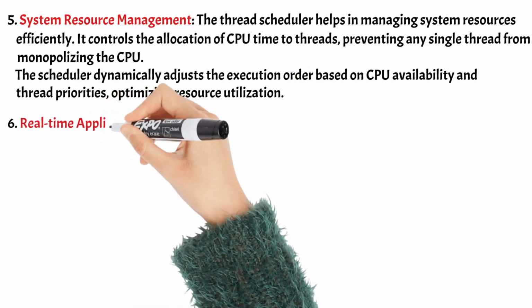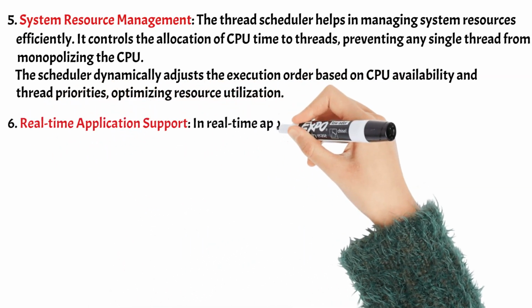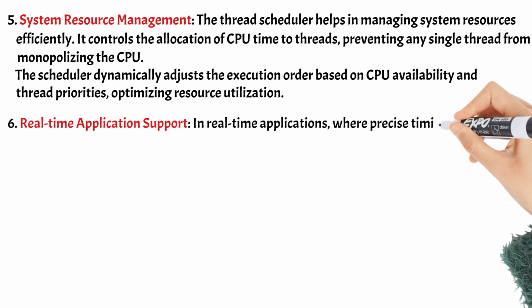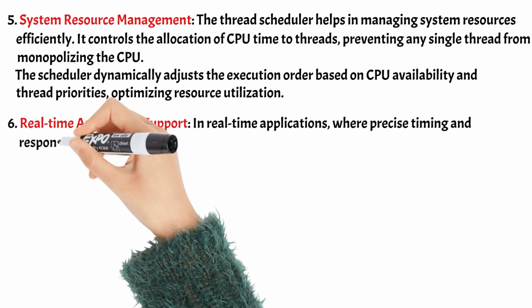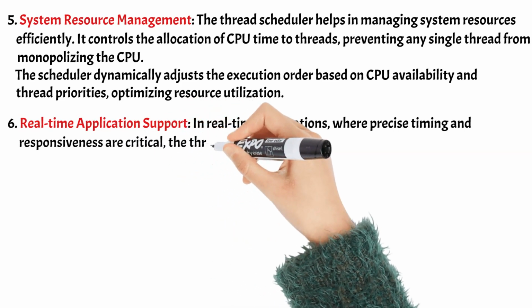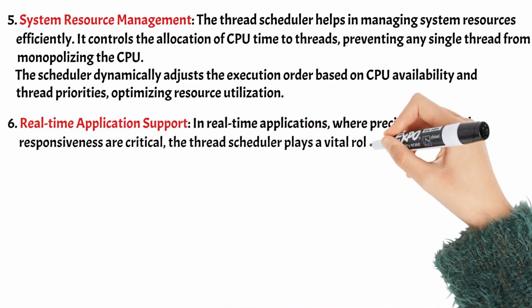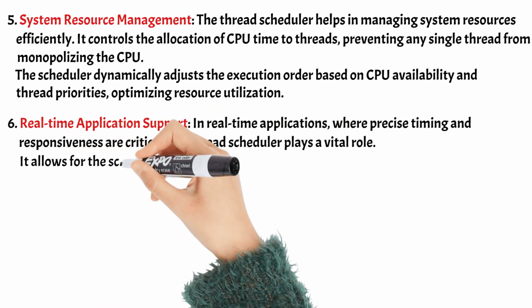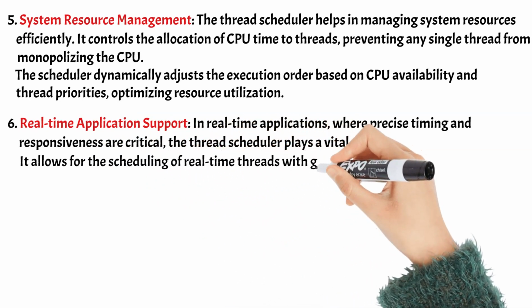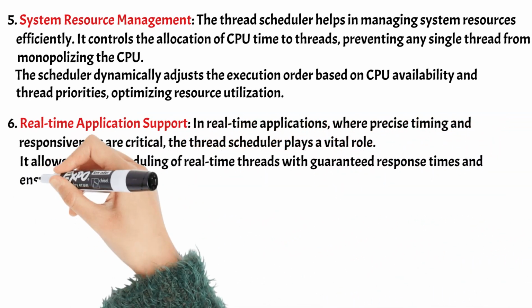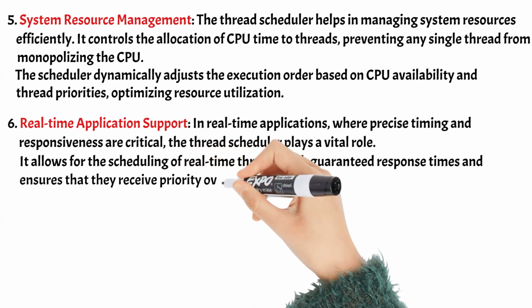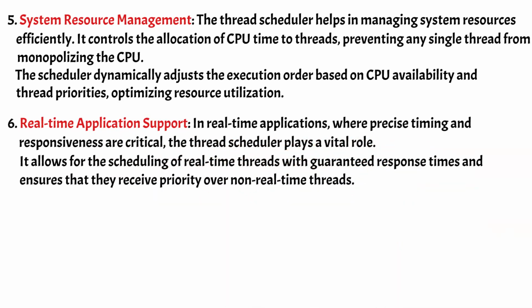6. Real-time application support. In real-time applications, where precise timing and responsiveness are critical, the thread scheduler plays a vital role. It allows for the scheduling of real-time threads with guaranteed response times and ensures that they receive priority over non-real-time threads. This is the end of our Java interview questions.